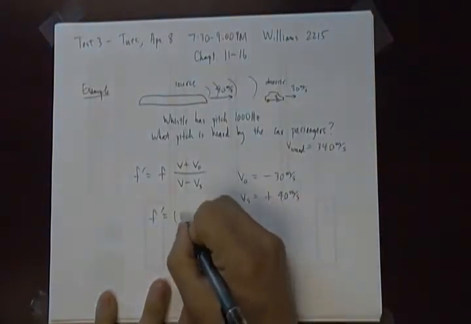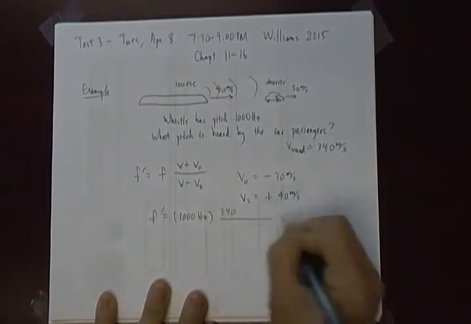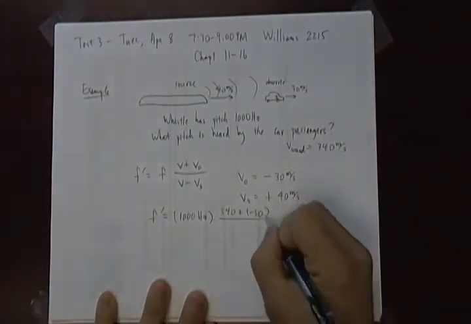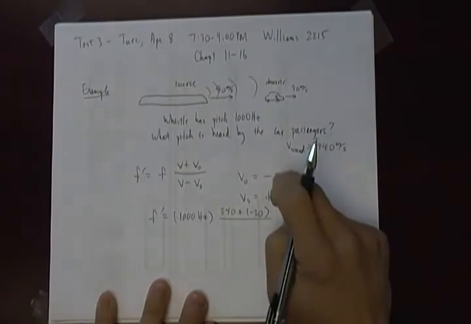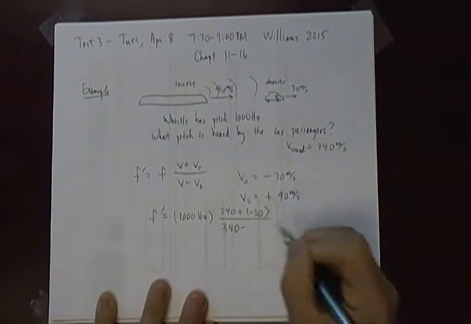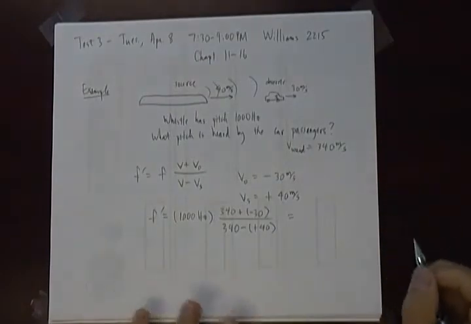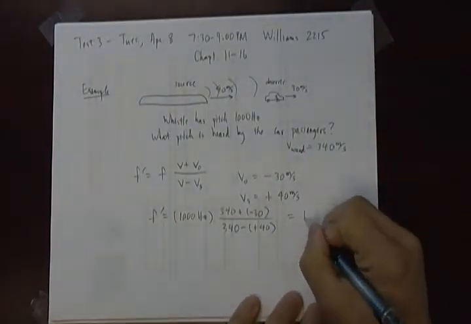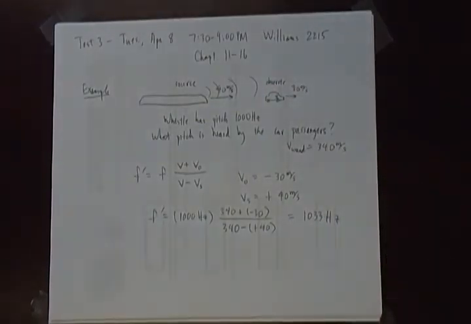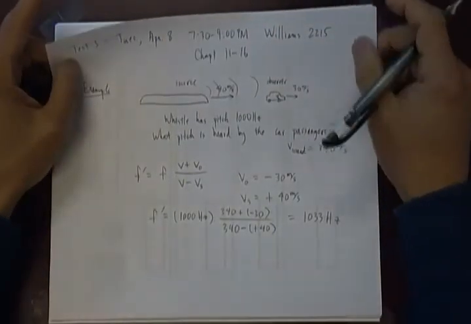Okay? So we'll just plug that in. We have f prime is equal to 1000 hertz is the original, and then the speed of sound is 340, plus the observer velocity, because it's either plus or minus. I have a negative 30 for VO, and I have 340 minus plus 40 for Vs. And so if I take the ratio of those two multiplied by 1000, I get 1033 hertz. Okay. So if you have any questions about that, please send me an email.